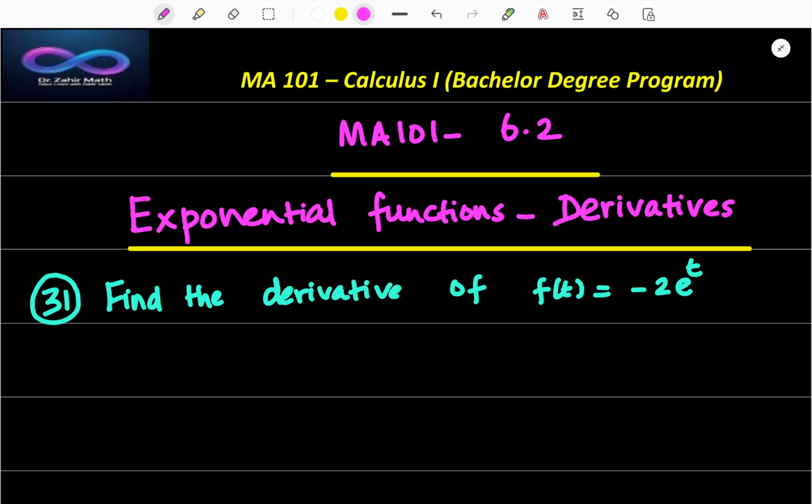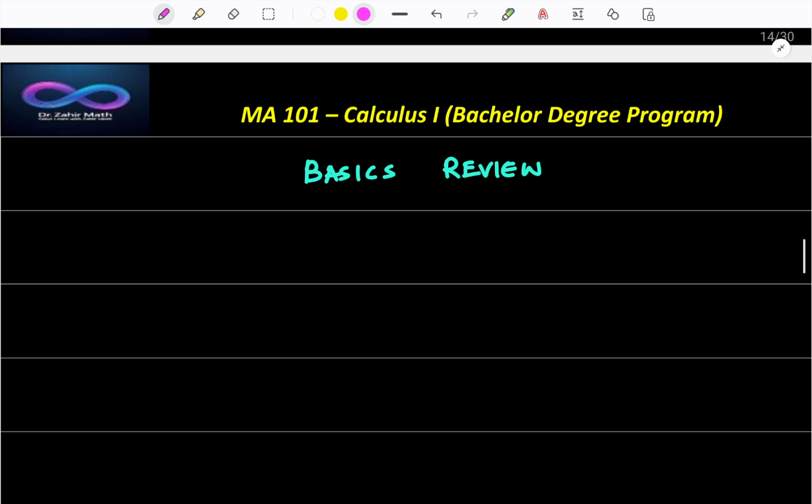6.2 exponential functions and their derivatives, right? So find the derivative of f of t equals minus 2 e power t. Before doing this question, I want to do a basic review for something, right? What is the derivative of x power n? Derivative of x power n is n x power n minus 1, right?